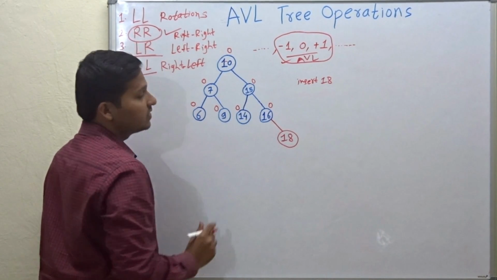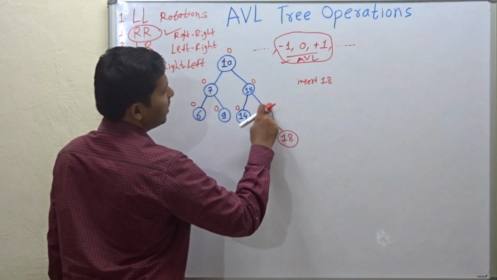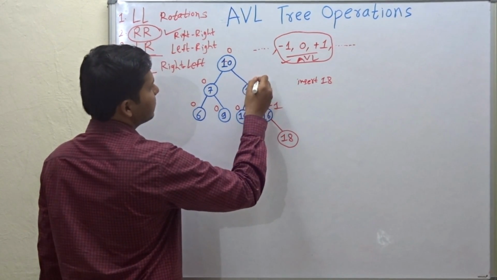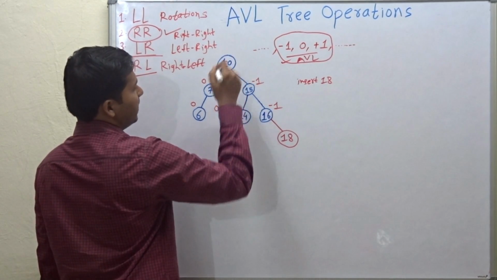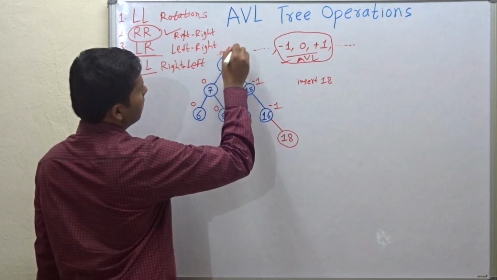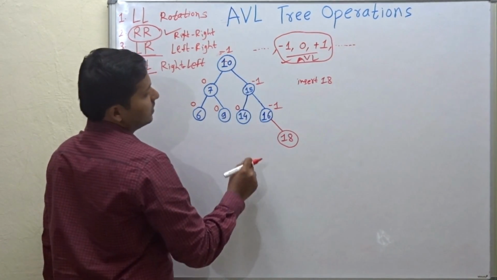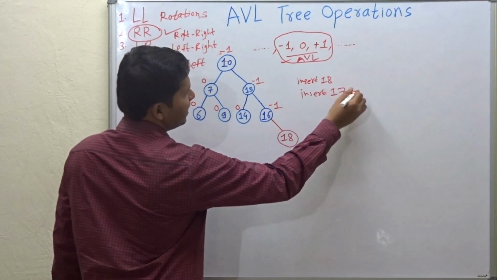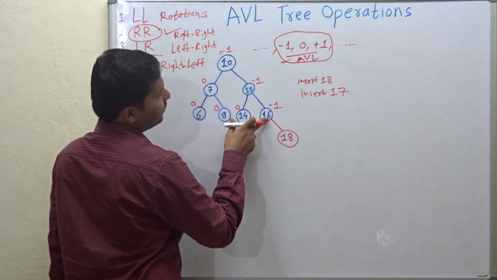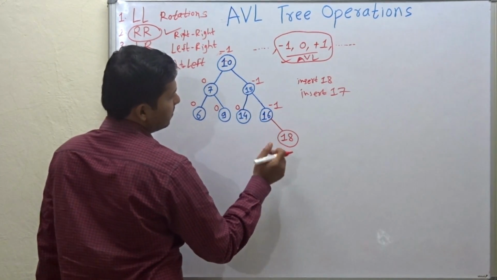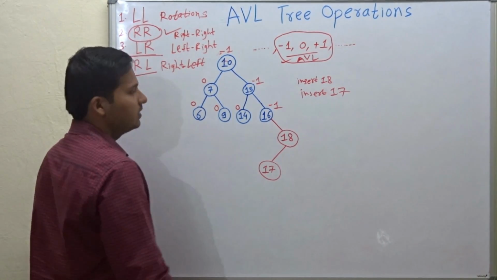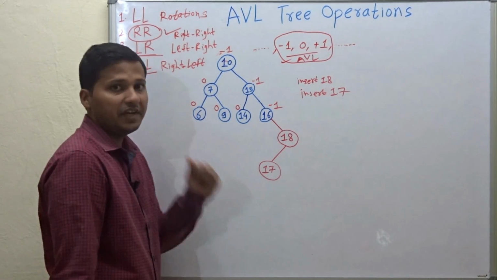Now check the balance factors. For 16 it will be -1. For 15 also it will be -1. Then for 10 also it will be -1. Okay. Now see, insert 17 now. Okay, 17 is greater than 10, greater than 15, greater than 16, but less than 18. Okay, so that will be the left child of 18.